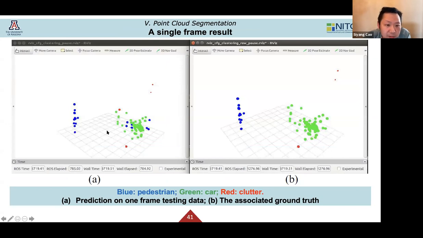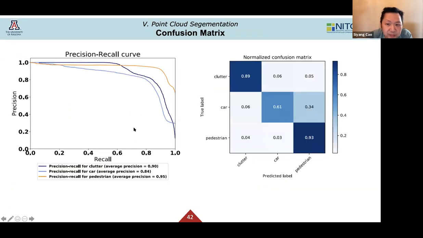And these are the experiment outcomes. We have one pedestrian on the left and one vehicle on the right, and the red ones are the clutter. The right one is the ground truth. You can tell it separates the result a little bit, so that we can separate the human being and the car by segmentation.